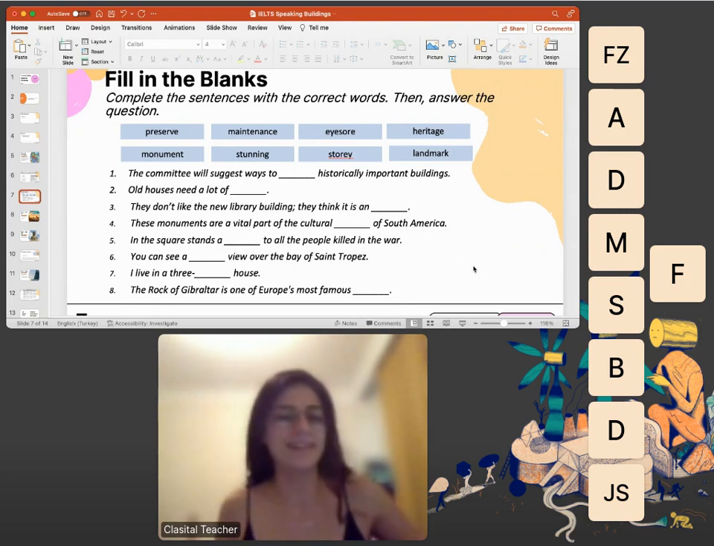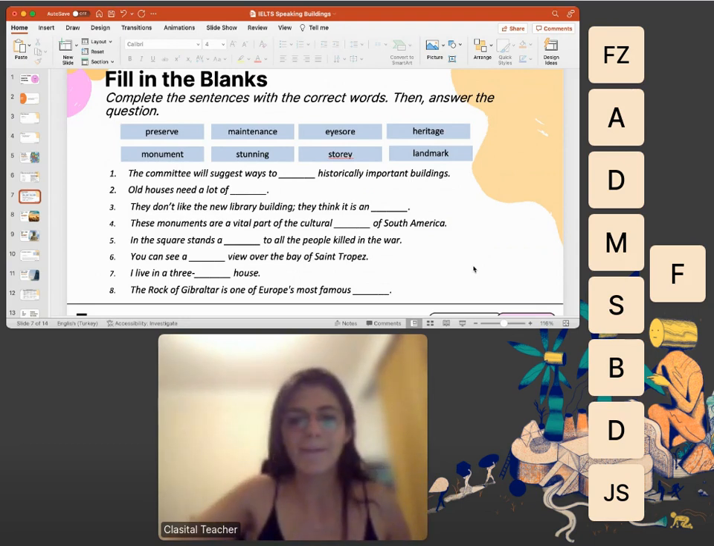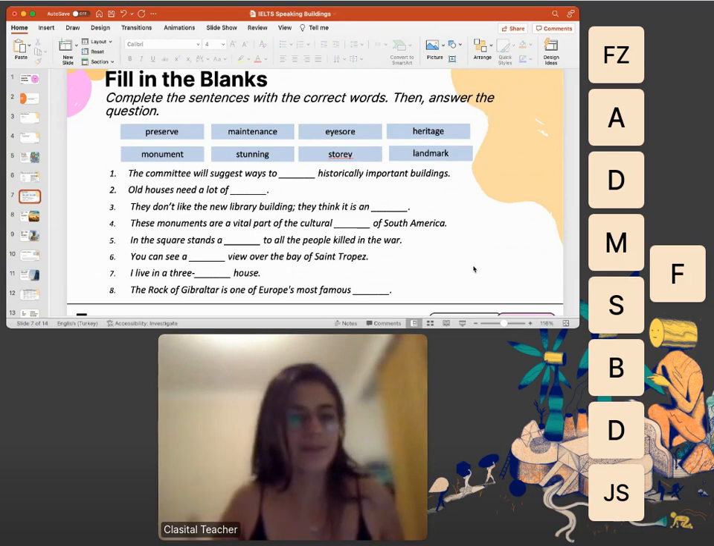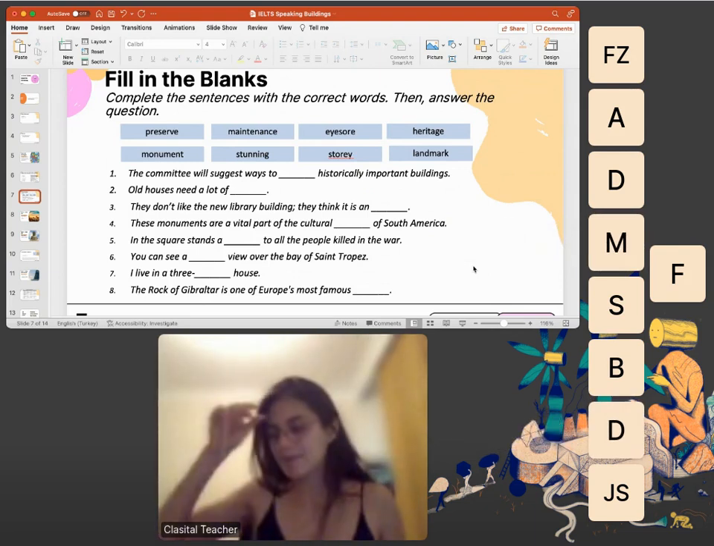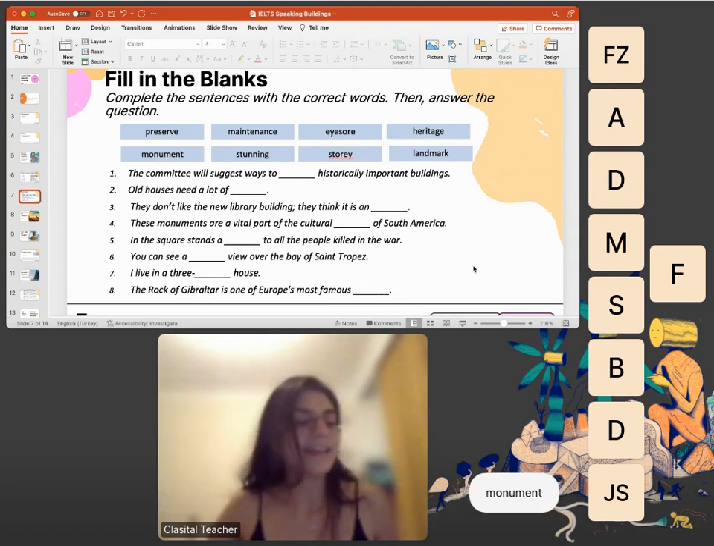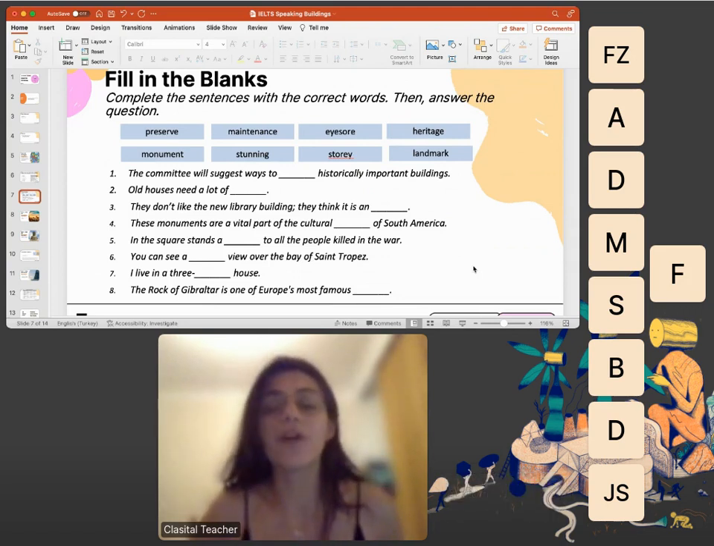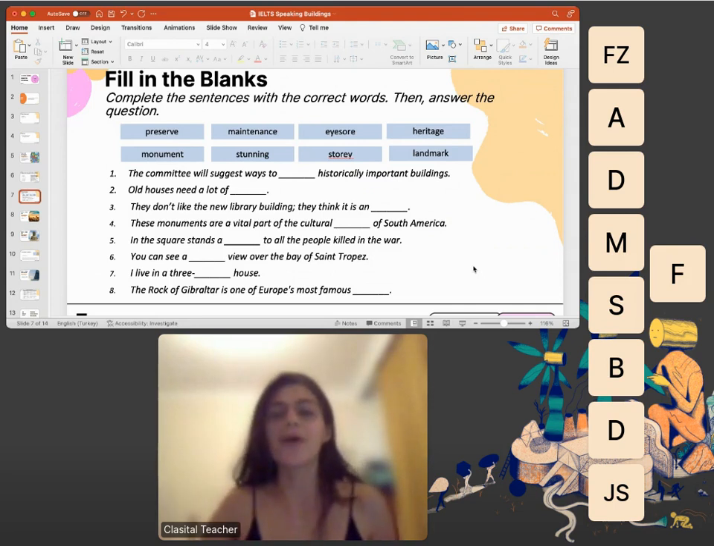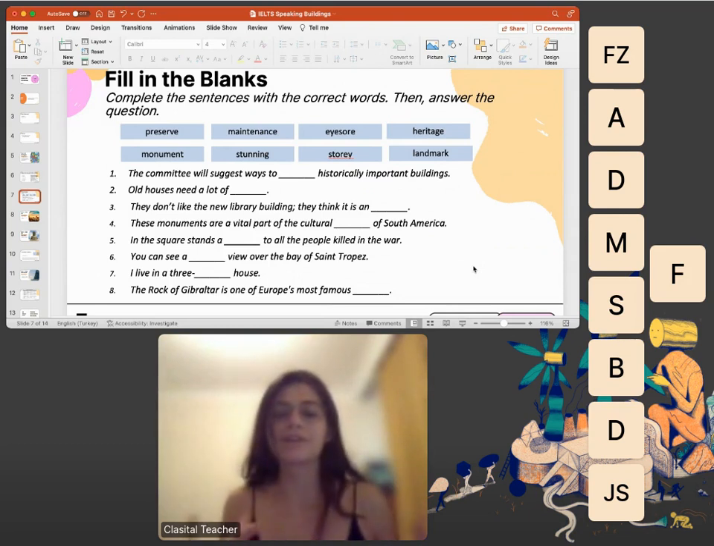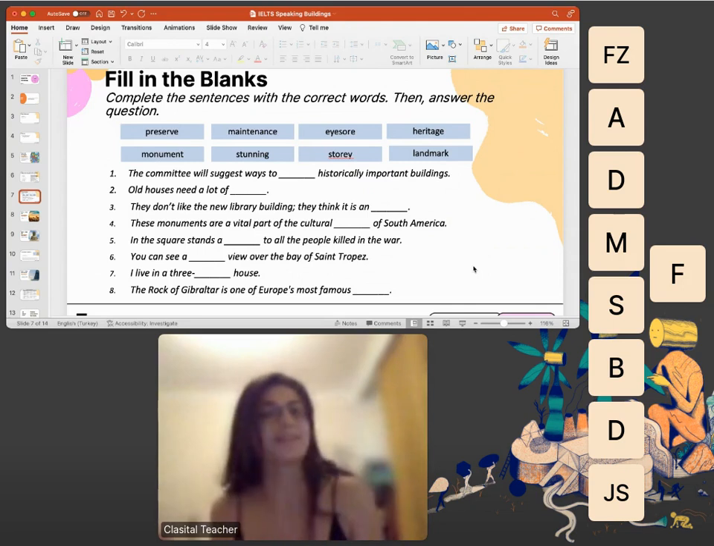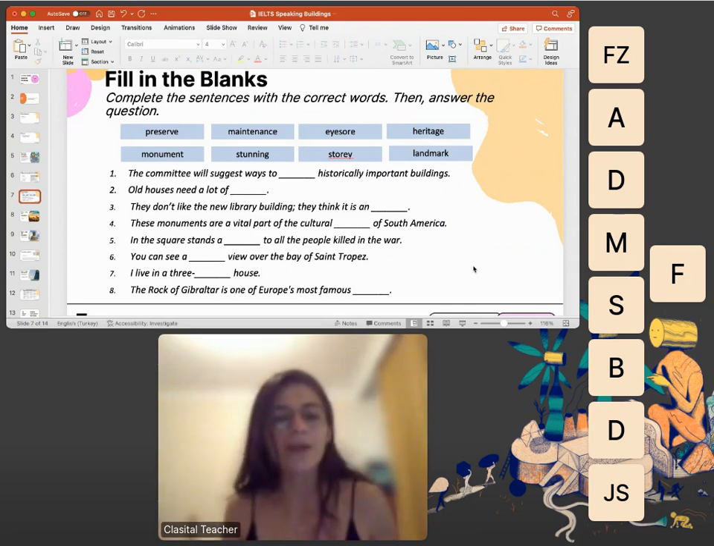In the square stands a something to all the people killed in the war. Let me see the chat box. So the first one, who wants to try? Yes, it's a monument. In the square stands a monument to all the people killed in the war. So that monument is built to remind people of those killed in the war. So it's a monument, yes. What about the sixth one?